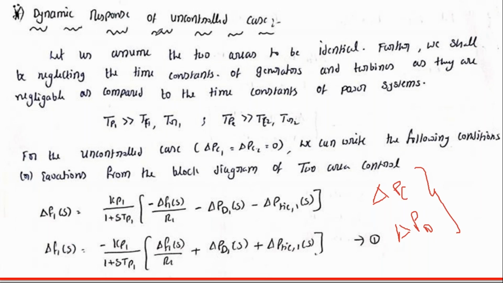Now we are going to derive the dynamic response of the uncontrolled case. Already we know that when the load changing is not in our hand, the system is called uncontrollable. In this case, we choose that the speed changes in area 1 and area 2 become 0.